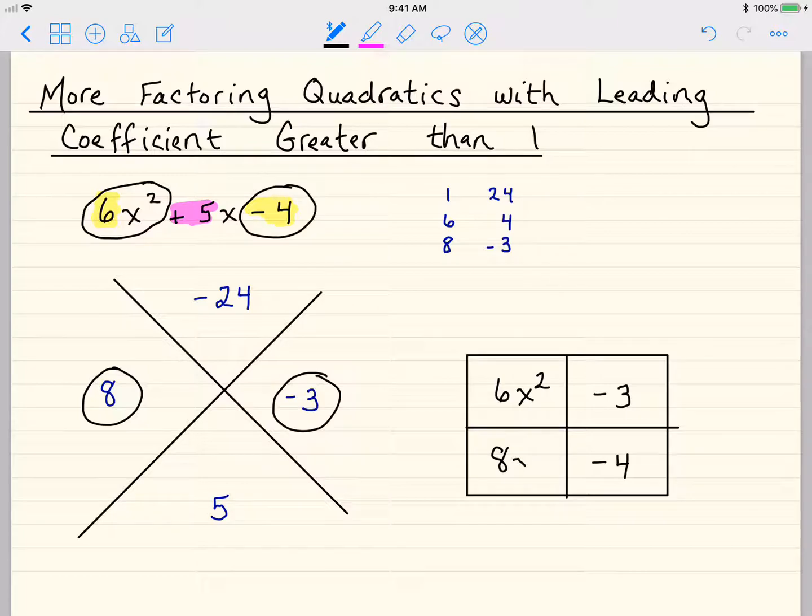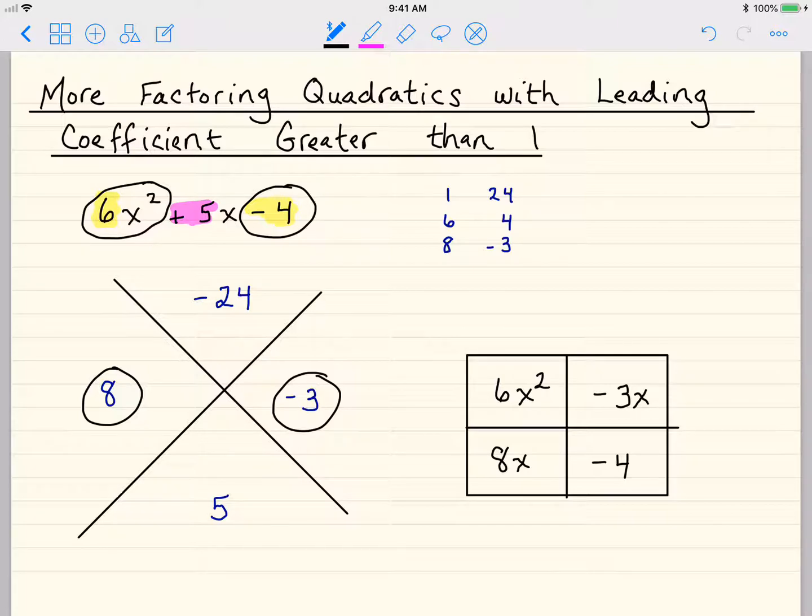And we're going to put x's after these two numbers because this problem uses x as the variable. If they were using a different variable, if it was a's in the problem, you'd put a's after those two numbers. If it was z's in the problem, you'd put z's after those two numbers. So this is the setup.